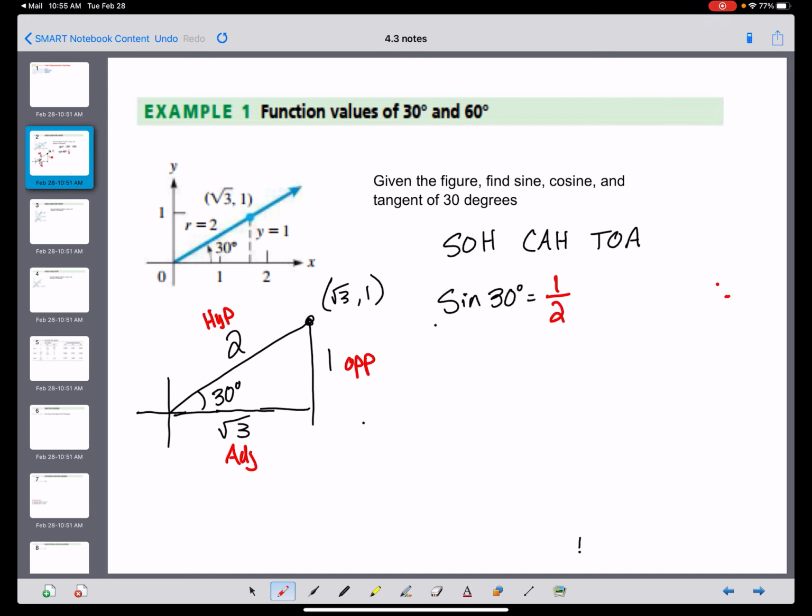Here, they want the cosine. Cosine of 30 degrees is equal to the adjacent, square root of 3, over the hypotenuse, 2. And then tangent of 30 degrees is equal to the opposite, 1, over the adjacent, square root of 3. Like I said before, this is not considered proper mathematics to leave your answer like that. We would normally need to rationalize the denominator.